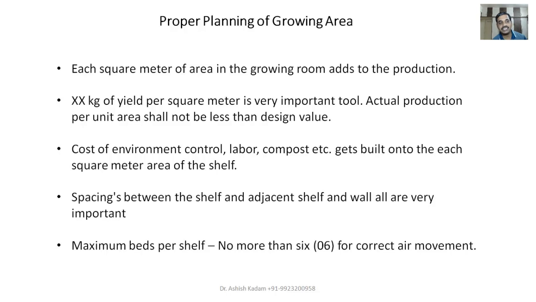So x kg of yield per square meter, how much quantity of button mushroom you are getting per square meter, is a very important tool. In our country people are getting a yield of 12 kg to 16 kg, 18 kg. Overseas, in China, Ukraine, or Canada, people are getting very high yields, 25, and people have even crossed 30 kg. So whatever extra you get, 15-20 kg, is nothing but direct profit. Actual production per unit area shall not be less than your design value.